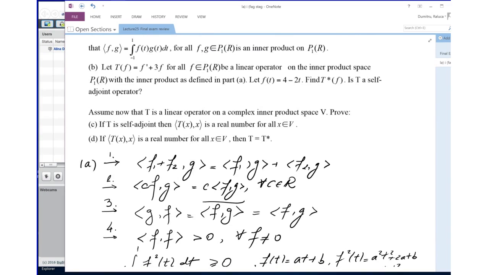All right, so now part B, we're considering an operator T on this space, which is f prime plus 3f. And you have to find the value of the adjoint of T at this function, and then answer the question whether T is self-adjoint or not. So how do you find T star of 4 minus 2x?